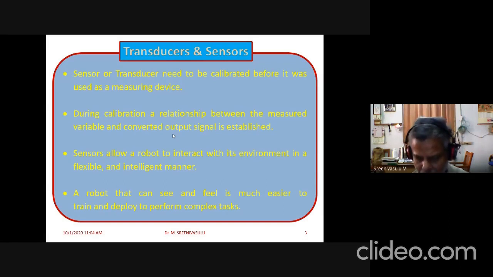And suppose the robot you are preparing is accommodated with see and feel, all that is possible by accommodating certain sensors. With those sensors, if you can make it see and feel, then it will be easy for us to give certain instructions like, if you see this, do this. If you see that, do this.